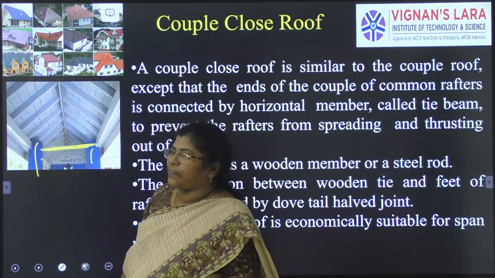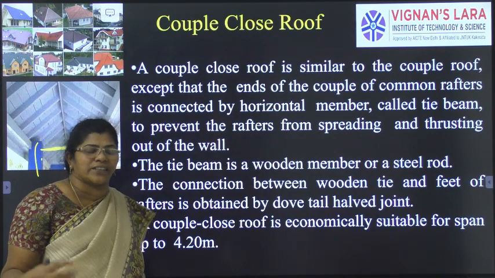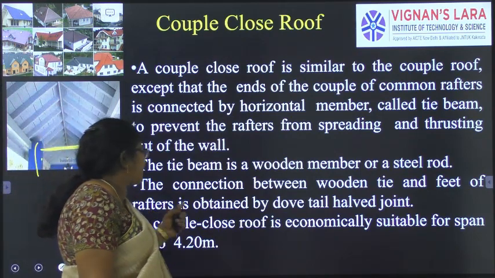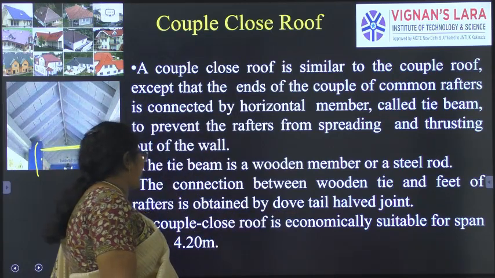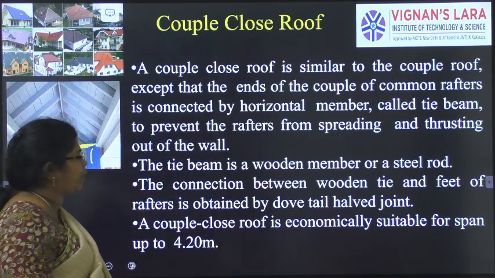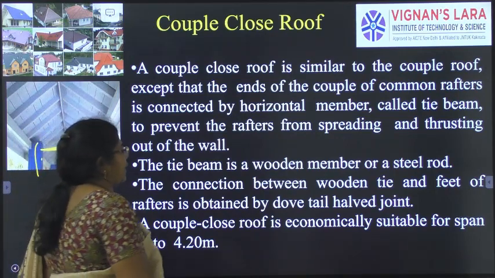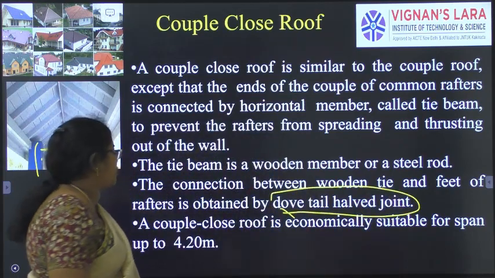In order to give more load support and more strength to this roof, we go for this couple close roof. The tie beam is a wooden member or a steel rod. The connection between the wooden tie and the feet of the rafter is obtained by a dovetail half joint. You have done that in carpentry, right? That type of joint we usually use for this type of couple close roof.